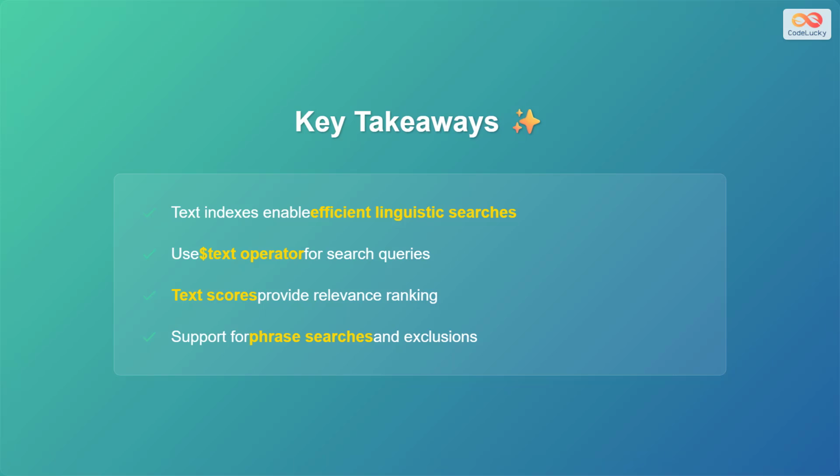Here are the key takeaways from this explanation. First, text indexes enable efficient linguistic searches in MongoDB. Second, the $text operator is used to perform text search queries. Third, text scores provide a way to rank search results by relevance. Finally, MongoDB supports phrase searches and the exclusion of specific terms from search results.